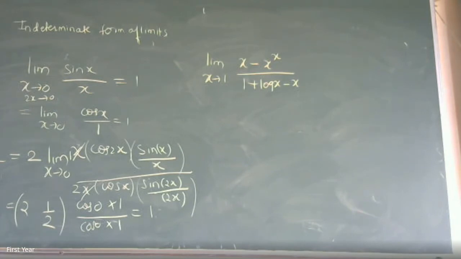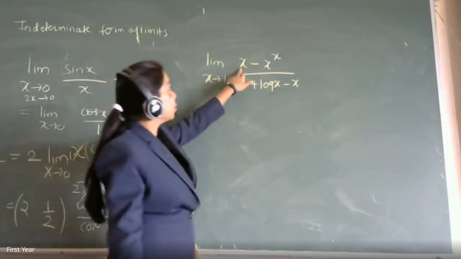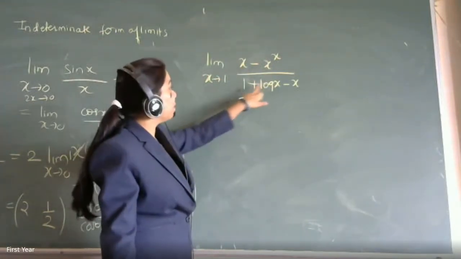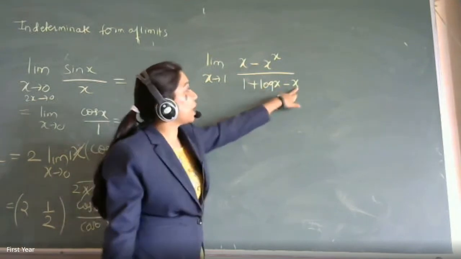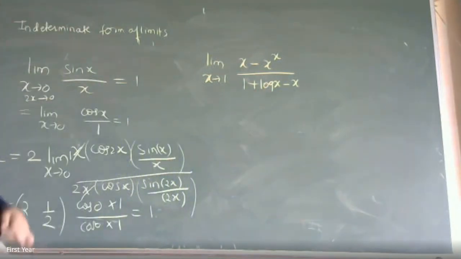First of all, only tell me what is the form. Which form is this? 0 by 0. Yes. When you put x equal to 1, this is 1 minus 1, 0. And this is 1 plus log 1, which is 0. And this is minus 1, so 1 minus 1, 0. So it is 0 by 0 form. Okay?